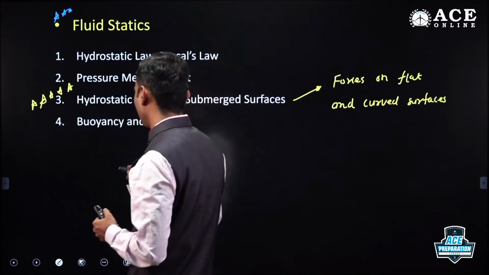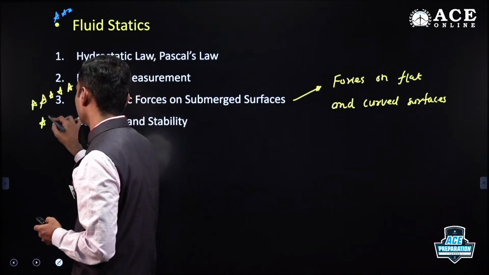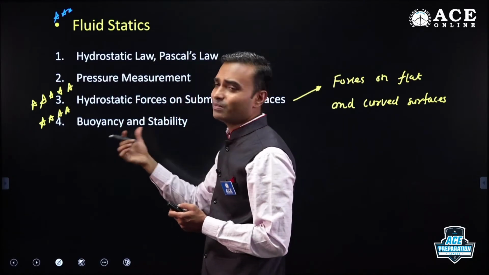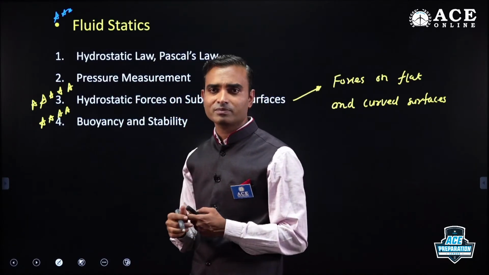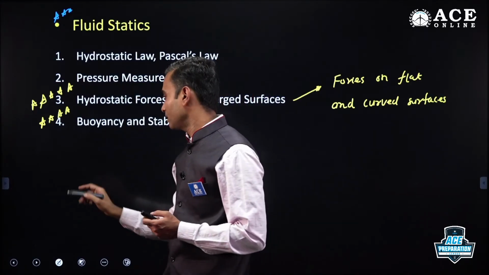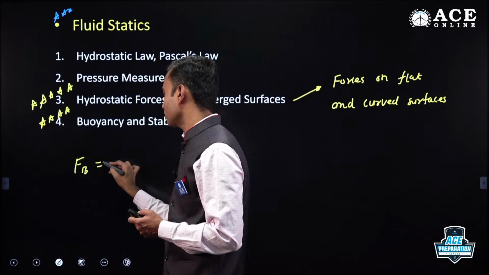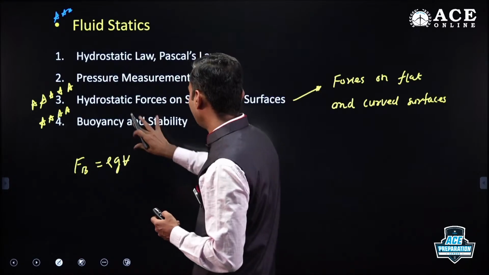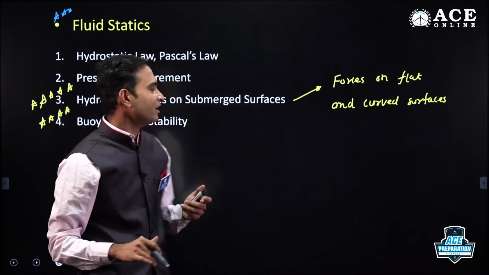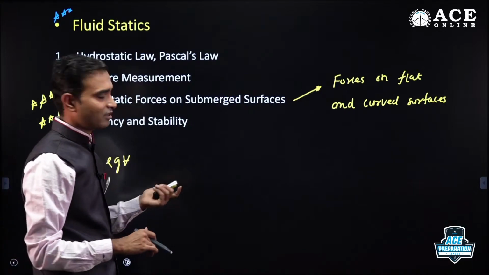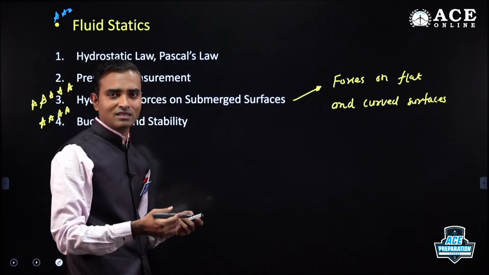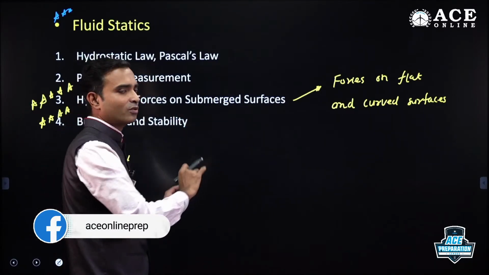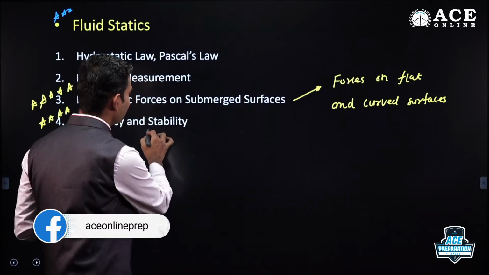So after this, questions you'll get on the 4th topic, which is buoyancy and stability. Buoyancy is one of the simplest topics we can say. There is only one equation, Archimedes principle: buoyancy force equals rho g into displaced volume. So based upon this equation, you will get many questions. And then stability. In stability, 2 types of objects you have to study. One is completely submerged, another is partially submerged. Based upon this topic also, questions come very frequently, and usually you will get theory questions from stability.